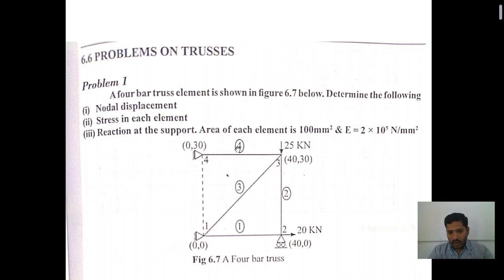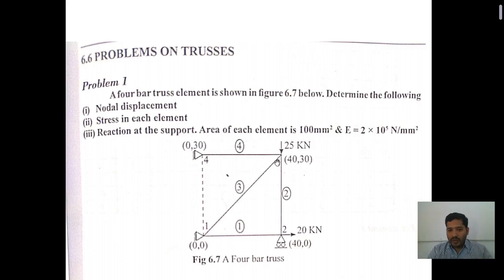Clear? So the distance from the first node to the second node is how much? 40 mm. From the second node to the third node, the distance is how much? 30 mm. The length between the second node and the third node is 30 mm.